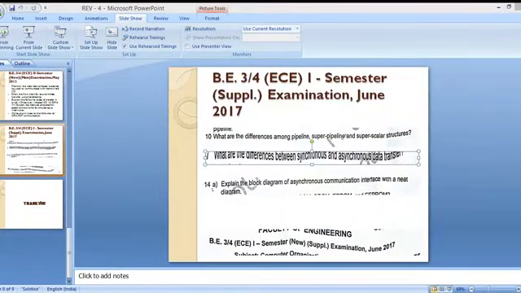What is the difference between synchronous and asynchronous data transfer? In synchronous, the speed of operation of both should be the same. In asynchronous, both devices need not have the same speed of operation, and the clock frequency can be varied between them. That is your asynchronous data transfer. What do you mean by synchronous? Both will work on the same clock pulse only.